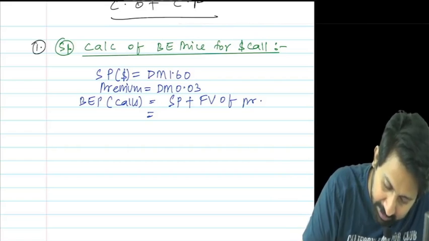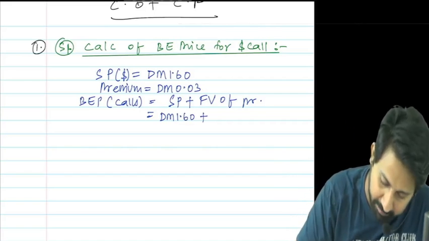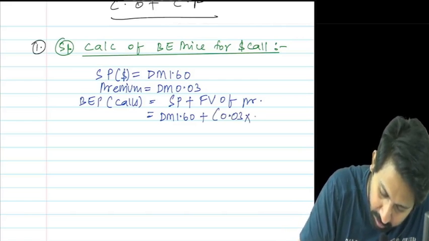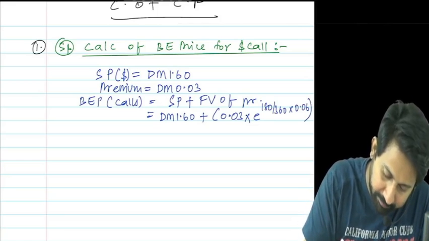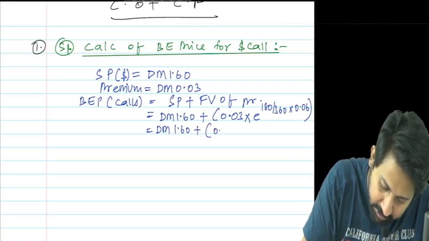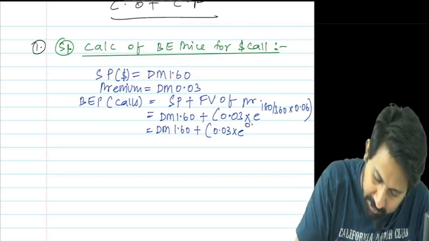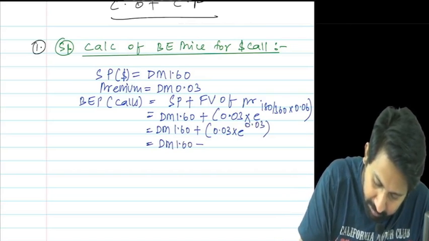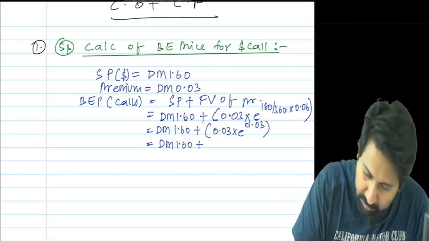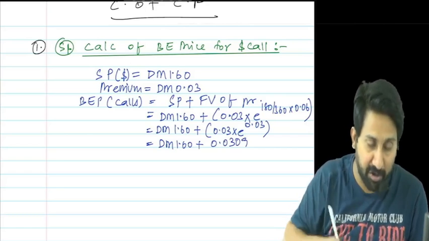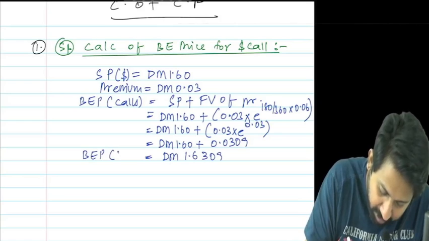Okay, let us take SP DM 1.6 plus future value of premium. So premium is how much? 0.03 into e power 180 by 360 into what is the rate? 0.06. So DM 1.60 plus 0.03 into e power 0.03. So DM 1.60 plus 0.03 into 1.0305, 0.0309. Four digits we need to take in forex. So therefore DM 1.6309 is the break even point for dollar call option.